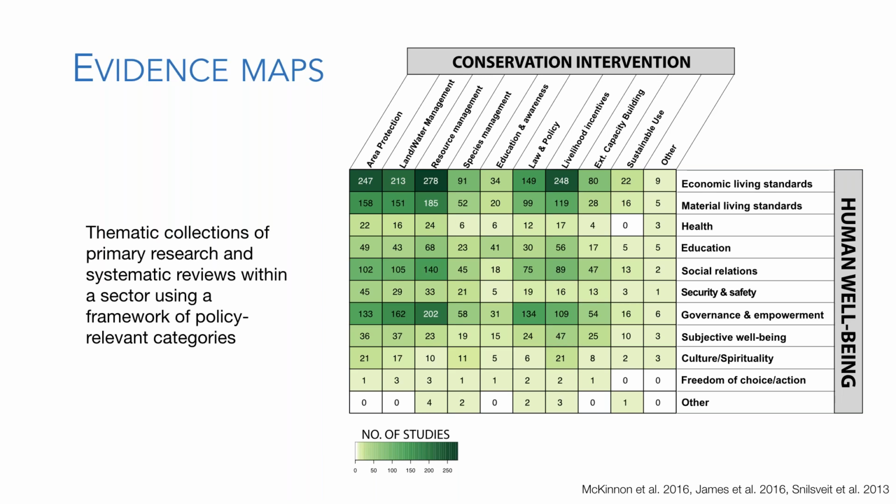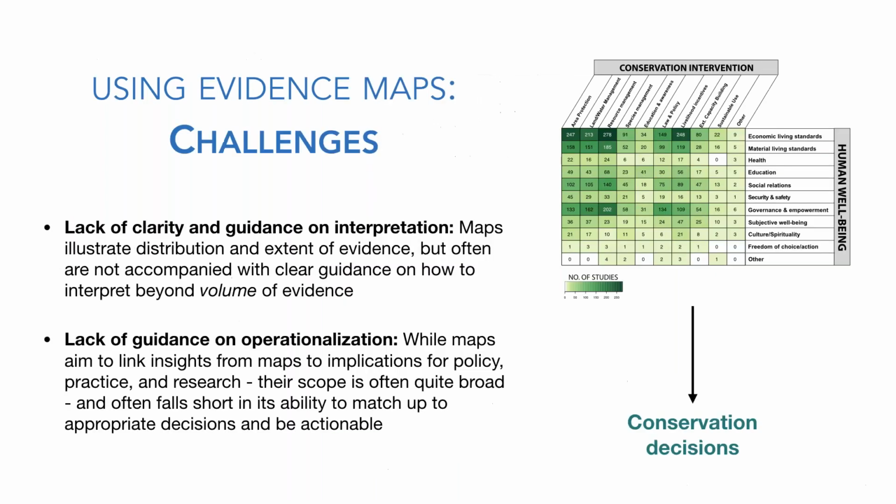So we're focused here specifically on evidence maps. This is the type of evidence synthesis that's a thematic collection of primary research and systematic reviews within a sector that organizes evidence using a framework of policy relevant categories. So they can be particularly useful in aiding users to quickly assess the extent and the distribution of evidence across a broad topic area, and can aid in targeted explorations of specific areas of interest by serving as a roadmap of resources.